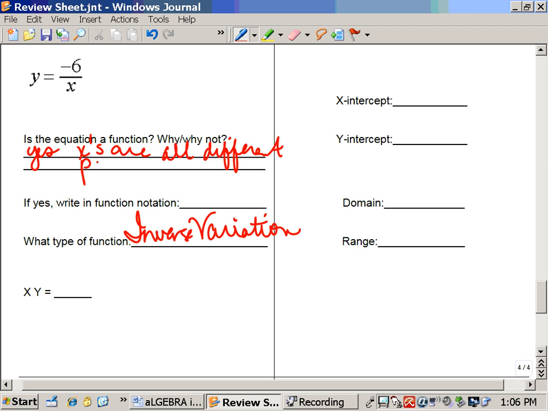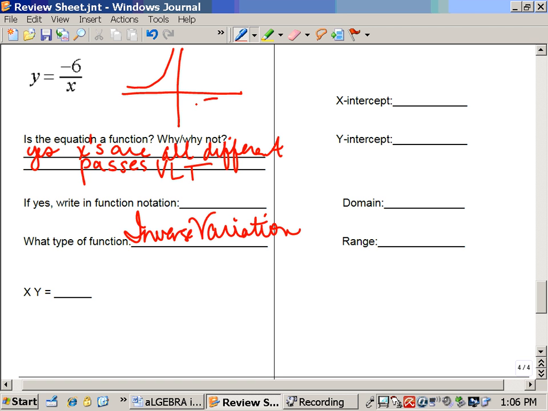I could say passes the vertical line test. I'm just going to say VLT. Okay, what if I said because it doesn't have a y-intercept? No y-intercept. Is that a reason that it's a function? Yes, a function, when you graph it, this graph is going to look something like this.